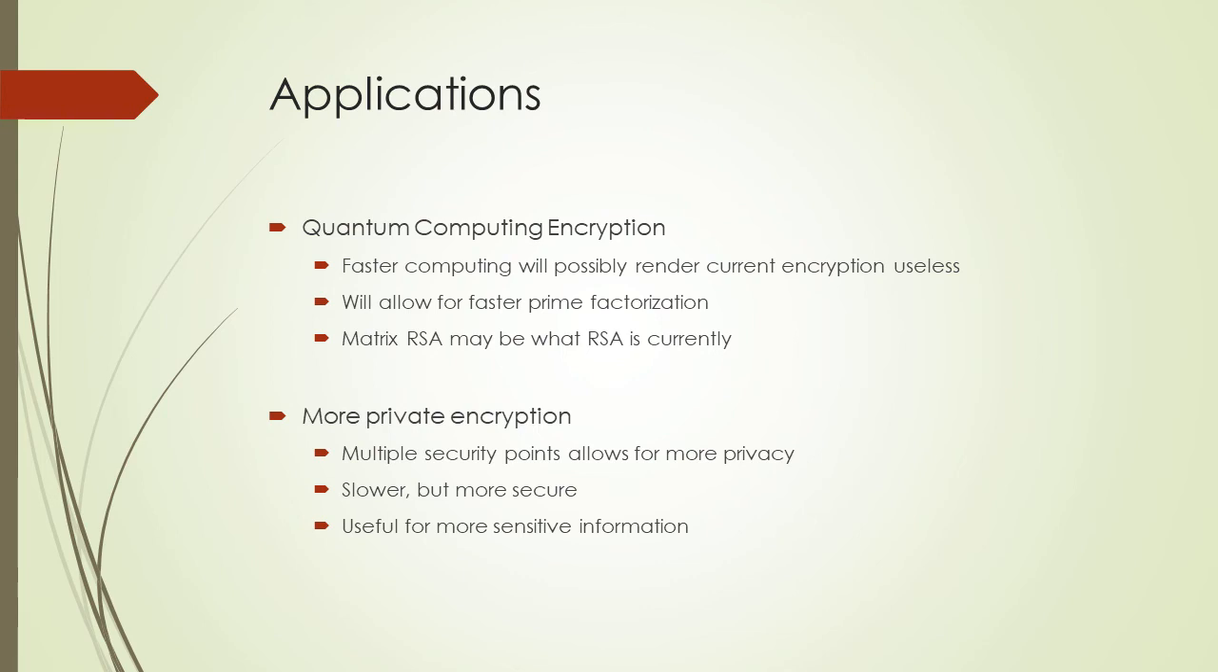Now, if you want to use it right now, it may be useful for more private encryption, if you have some kind of information that is sensitive or needs to stay permanently private other than the 2 or 3 people that need to see it. You may be able to use this. Even though it's slower, it's more secure with multiple points of encryption, so this allows for better security and more privacy. It stays confidential. So that may be a current use for it today.